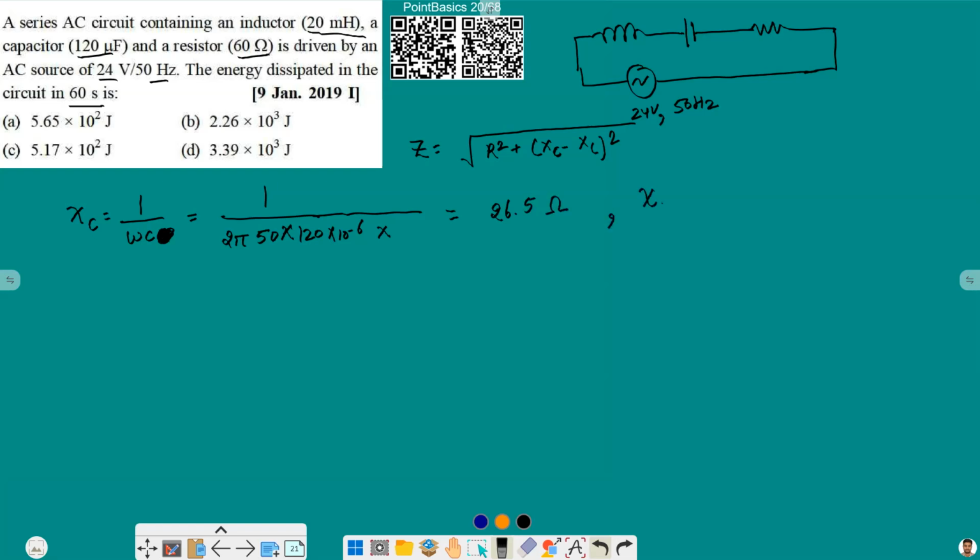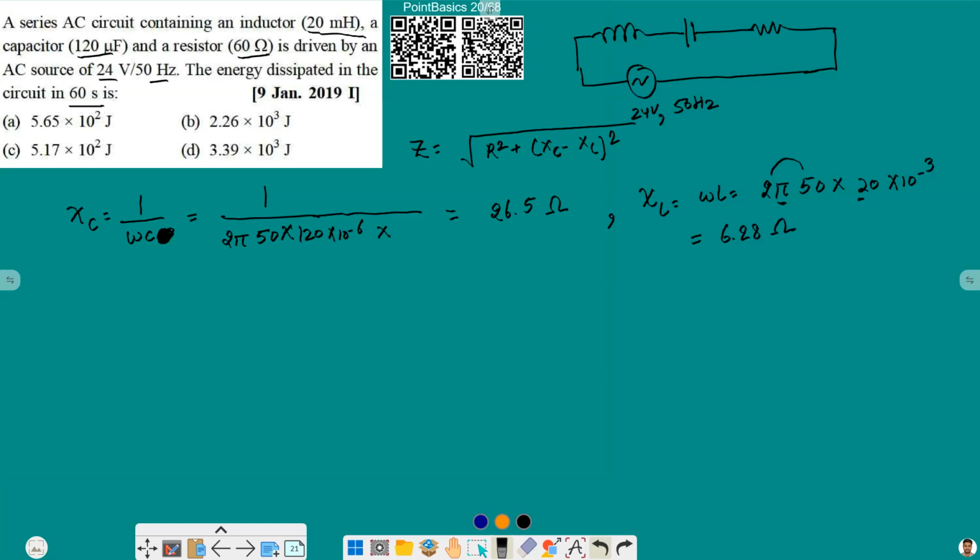Now coming to XL, XL is omega times L, so that will be 2 pi times frequency, that is 50, into L, that is 20 into 10 raised to power minus 3. So 50 into 2 is 100, and that into 20 is 2000. So 10 raised to power minus 3 is cancelled, and we are left with 2 into pi. So 2 pi is 6.28 ohms, that is XL.